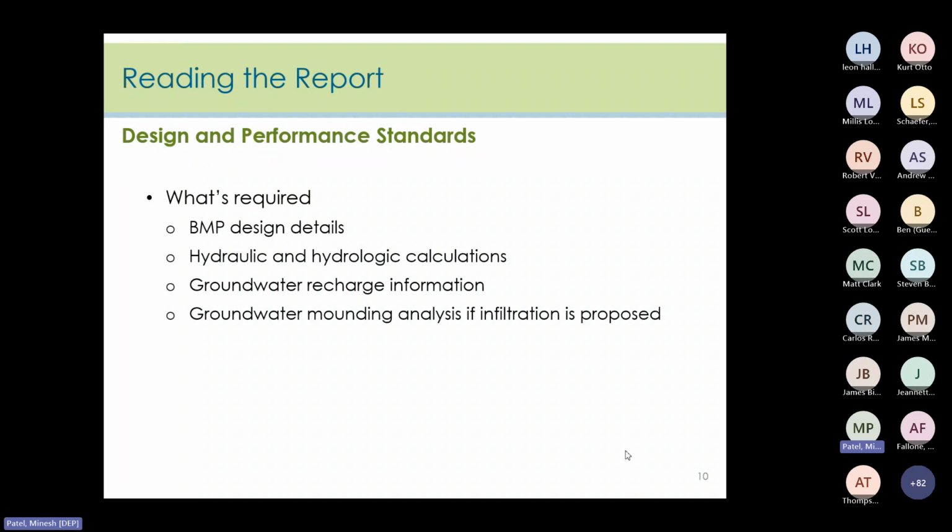The report must include the following information regarding design and performance standards when it comes to what's required, along with any applicable variances, waivers, or exemptions, and how the standards will be met. Again, we find that this is often missing or it doesn't even match up to what is on the plan. So this is very important that this information is provided.